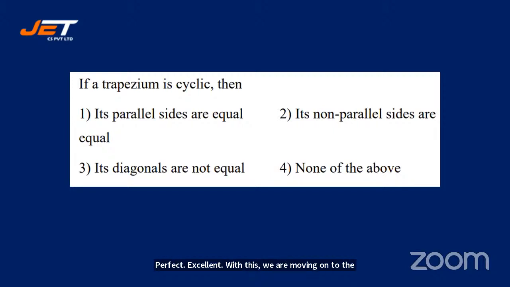If a trapezium is cyclic, then what is the correct among the four options? The first option is its parallel sides are equal. Second option, its non-parallel sides are equal. Option 3, its diagonals are not equal. Option 4, none of the above. So this is a theorem-based question. I'm sure you will be able to give me the answer about the trapezium, if it is cyclic. So no calculation is required. I'm sure you can give your answers right away.